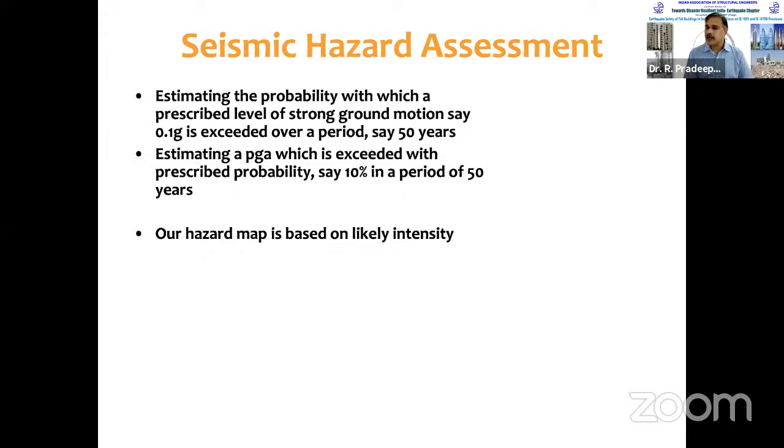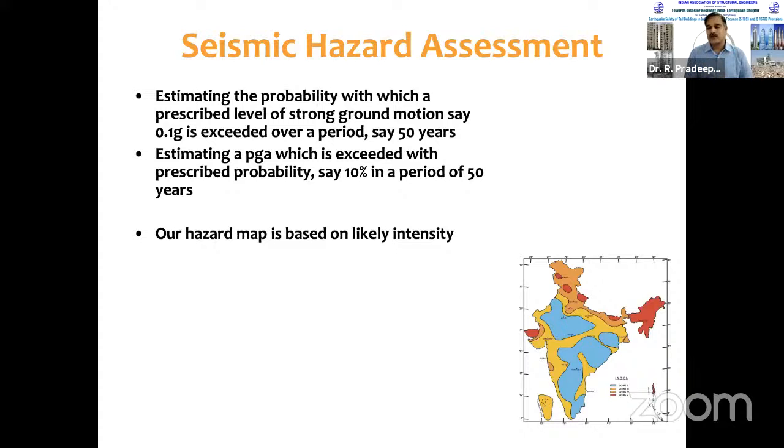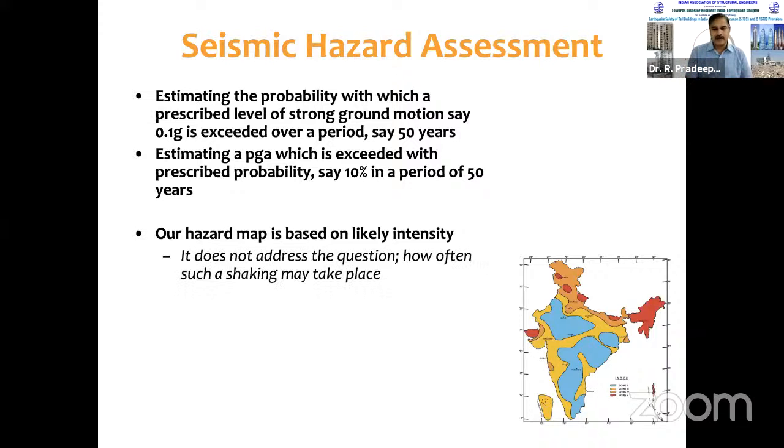So if you look at our hazard map, it is based on likely intensities, and that too from the past. Wherever an earthquake has occurred, we have created a dot there with an intensity, and we created a zone there, a zonation. So it does not address how often that shaking is taking place. So for example, area A.